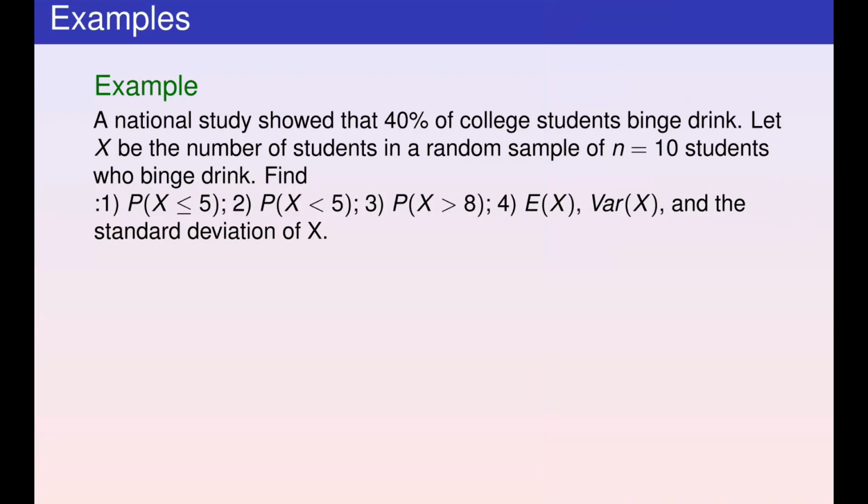A national study showed that 40% of college students binge drink. Let X be the number of students in a random sample of n equals 10 students who binge drink. All right. Thank you.